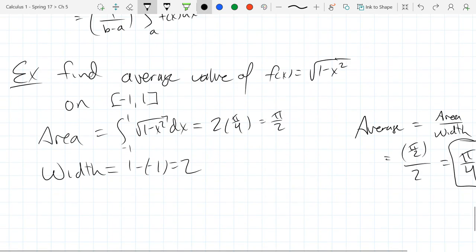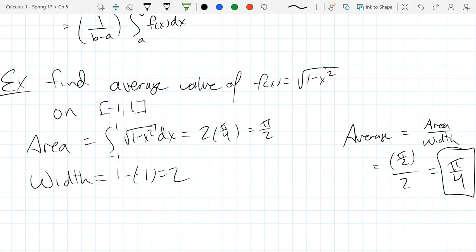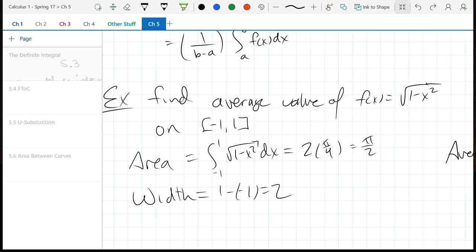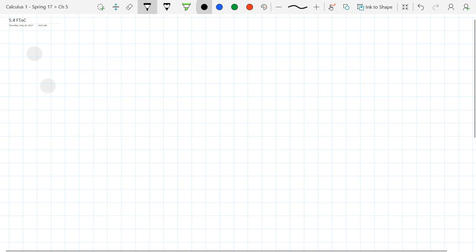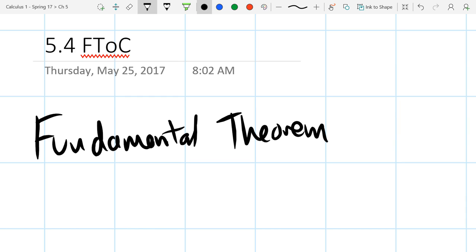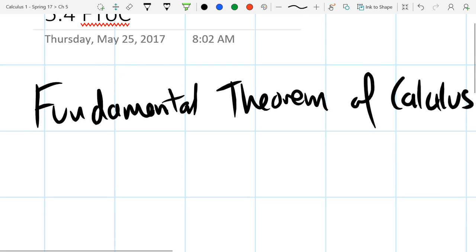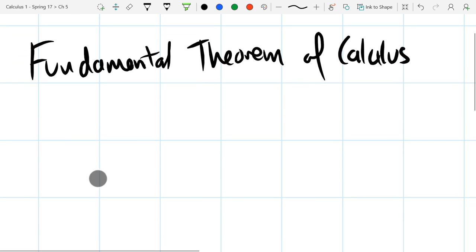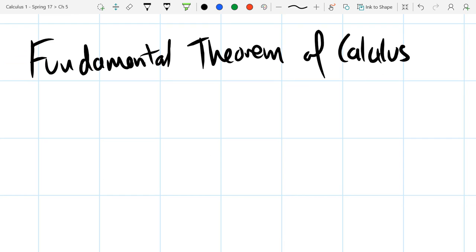So our next section is the fundamental theorem of calculus. So FTOC, that is the fundamental theorem of calculus. So before we write down the fundamental theorem, we'll do some computations first. So I'm going to define a function, and I'm going to call this one capital F.